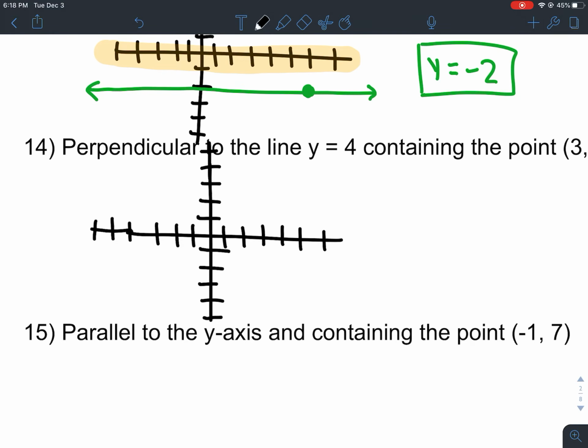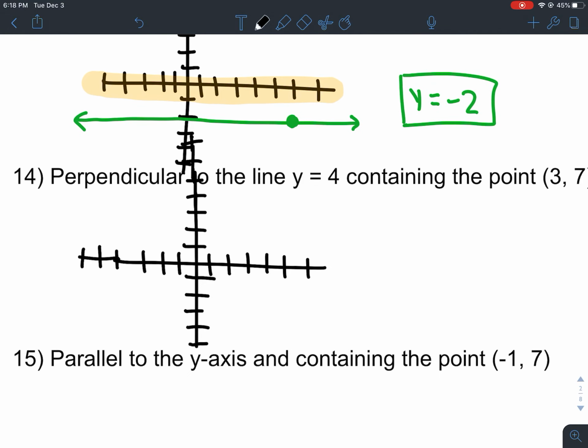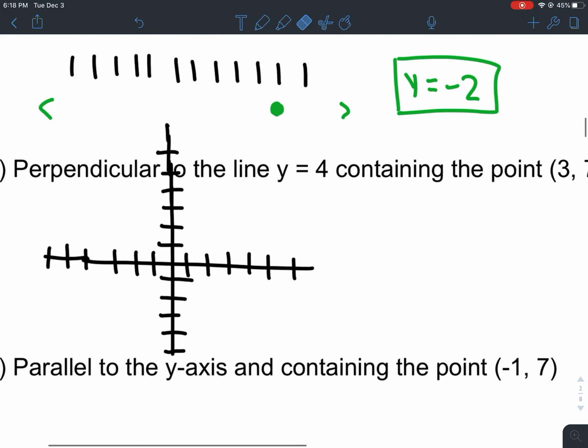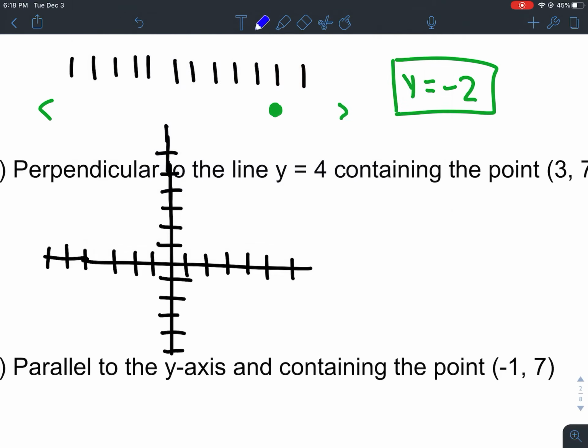And you don't have to draw all these tick marks, but I am, because that's just how I am, right? I'm going to get rid of that last problem so I have some more room. Okay. So we want it perpendicular to y equals 4. So let's graph y equals 4.